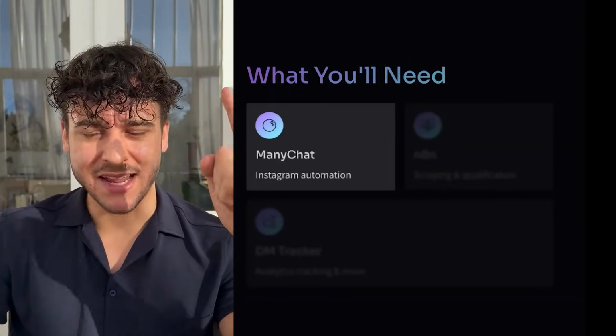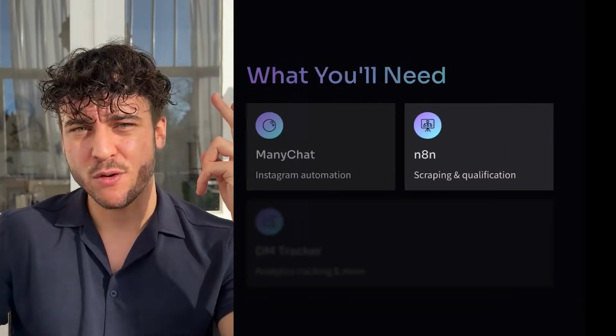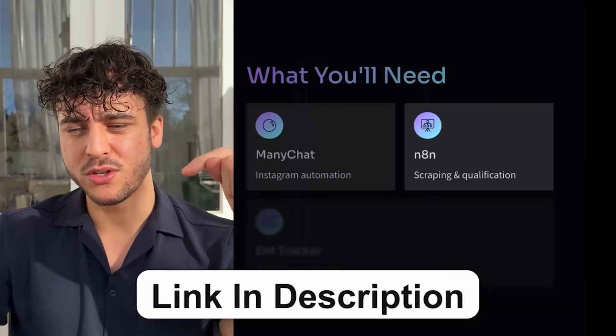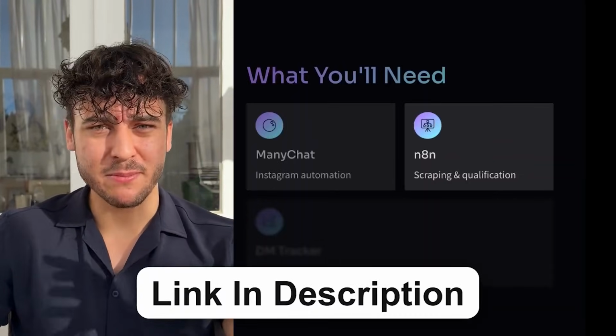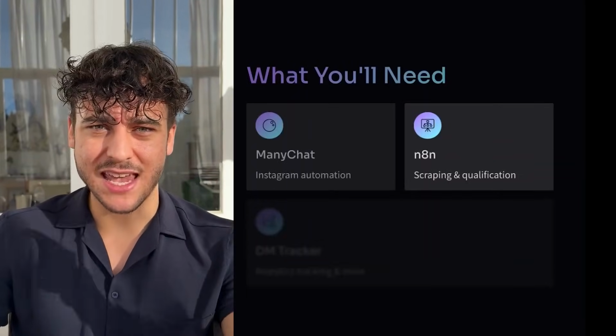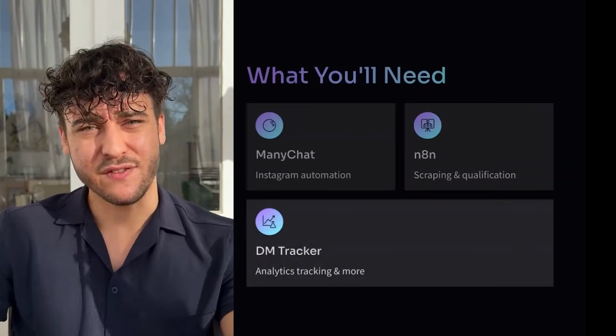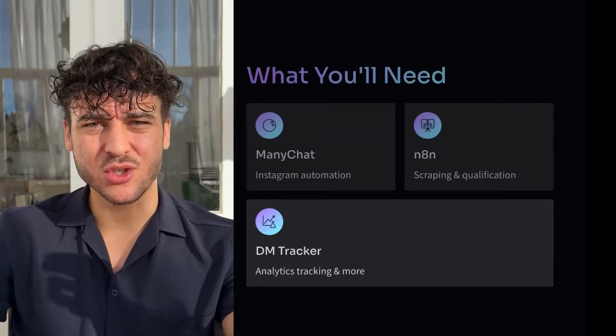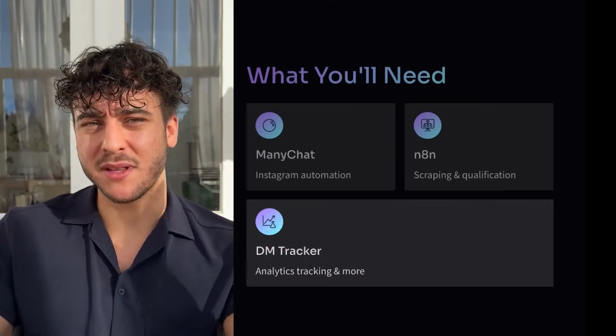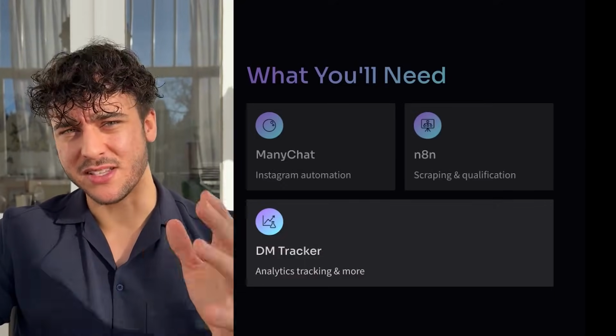Number 1, you're going to need Manychat. Number 2, you're going to need a platform called N8N. I've put the link down below in the description. That is what we're going to use to scrape the details and actually be able to save the details as well as decide whether someone is an ICP match or not. And finally, DM Tracker, which has analytics tracking and more so that we can actually run split tests and understand what gets us the best reply rate.